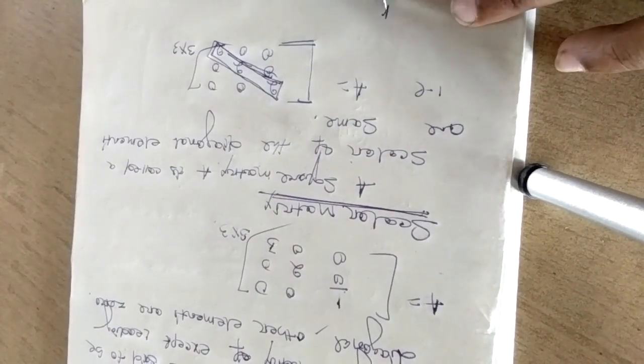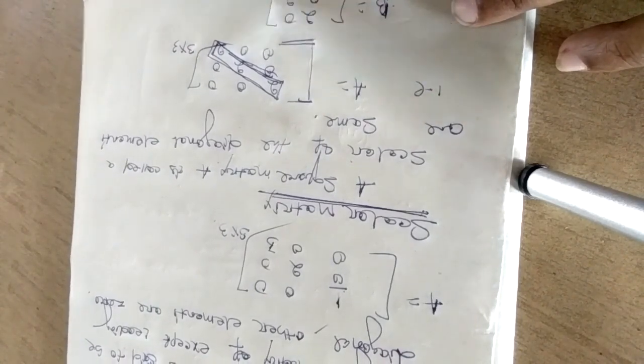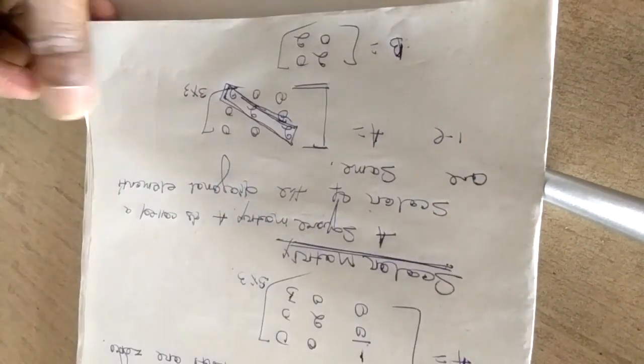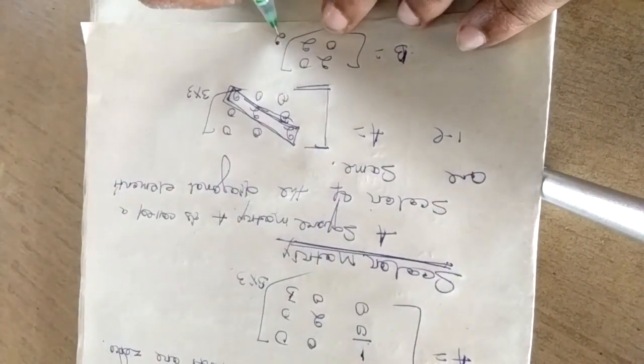Also of order 2, A matrix equal to B matrix equal to 2 0 0 2. This is also an example of a scalar matrix.